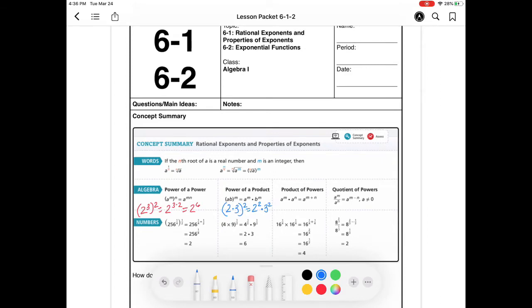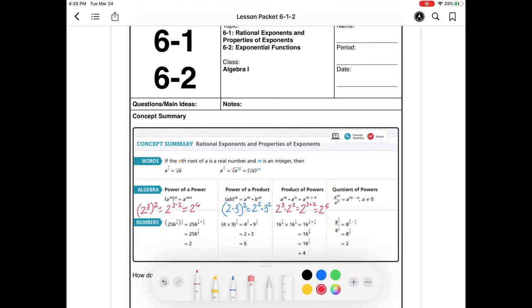The next one, the product of powers, is when you have the same base number, that's the big number, and it's raised to two different powers and it's being multiplied together. So if we have 2 to the third power times 2 to the second power, we're going to add those powers together. So it's 2 to the 3 plus 2 power, or 2 to the 5th power.